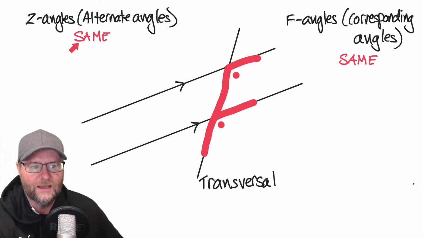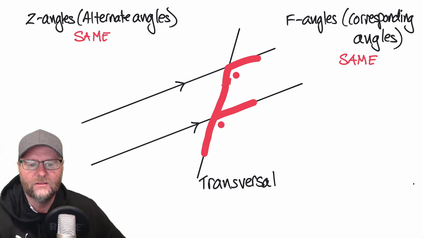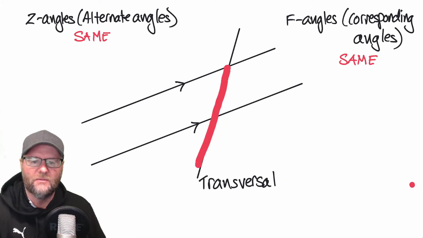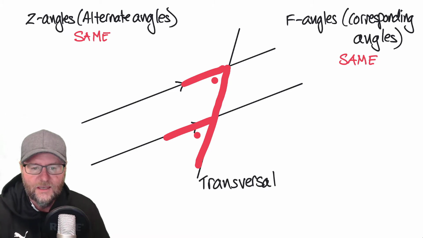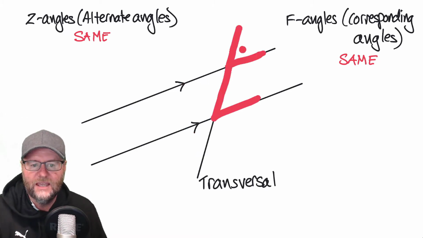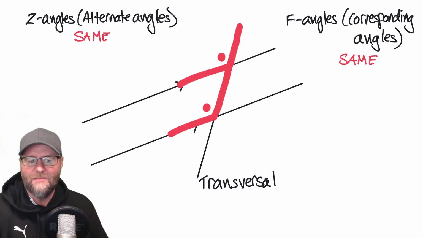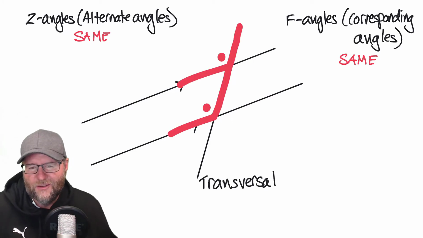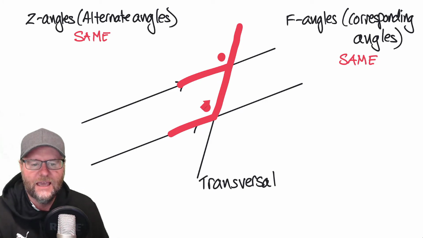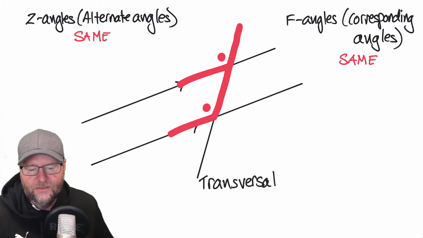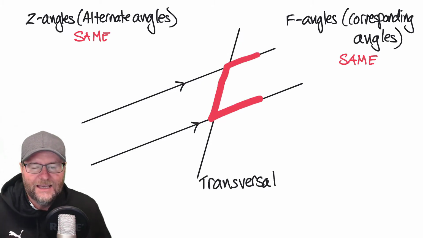So our alternate angles are the same. Well, our corresponding angles are also the same. And just like we had before, the F could go back to front. There's some corresponding angles. The F could be upside down. There's a pair of corresponding angles. Or it could be upside down and back to front. Okay, it's just the F shape. It doesn't have to look exactly like an F, but where I see these angles, I know that they are the same. The last one we want to look at is the C angles.